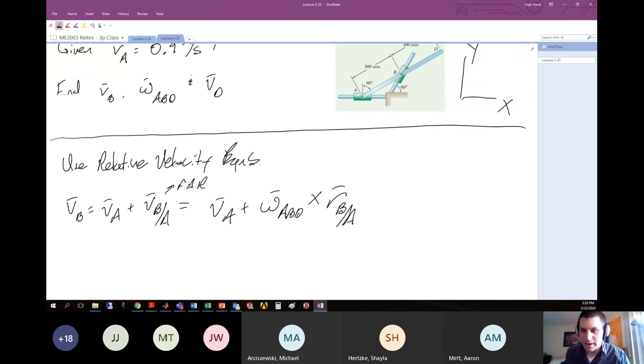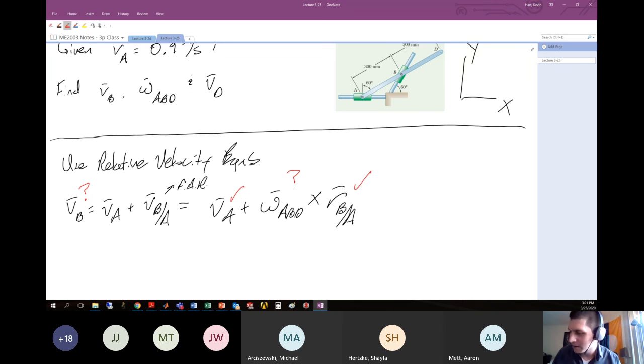All right, so we've got a couple things that we need to define here. A couple things that we can look at straight away: VB we do not know, so I'll put a question mark there. That's something that we're looking for. The velocity of A we do know, so I'll give that a little red check mark. The angular velocity ABD, we don't know, so that's something that we're going to need to solve for. And the position vector locating B from A, that is something that we can obtain from the information given in the problem.